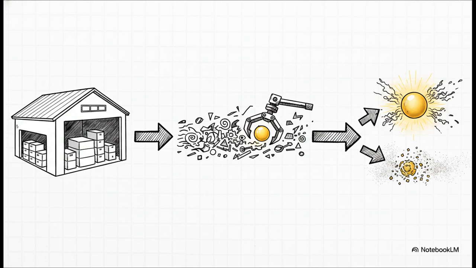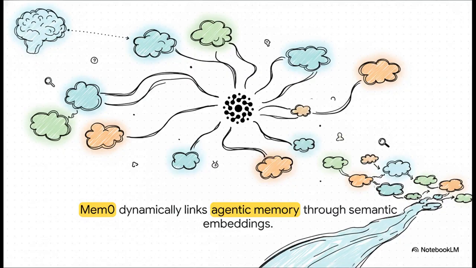If it recalls a memory and uses it successfully, that memory gets strengthened. If it just sits there unused, it naturally decays. This is exactly where architectures like Mem0 step in. It builds these really meaningful links between different memory nodes based on semantic similarities.